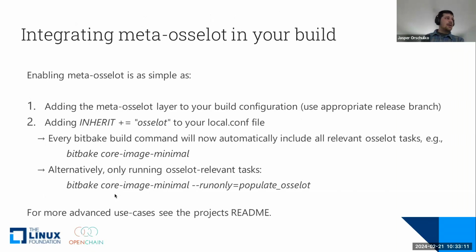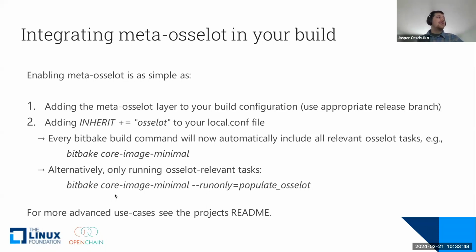All right. So how do you actually enable meta-osselot in your build? It's quite simple, actually. You just need to clone and add the meta-osselot layer to your build. Make sure that you use the appropriate release branch. So that's, for example, Kirkstone, which is the current LTS that the OpenEmbedded/Yocto project provides. We basically want to support LTS releases mostly, but it will also work with other branches.